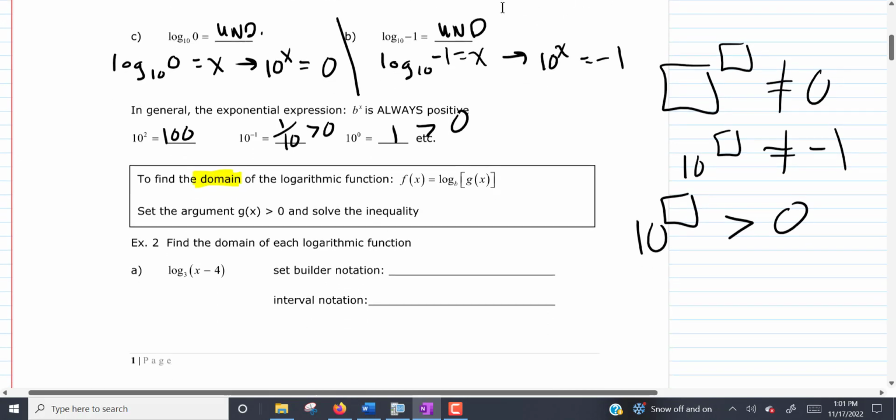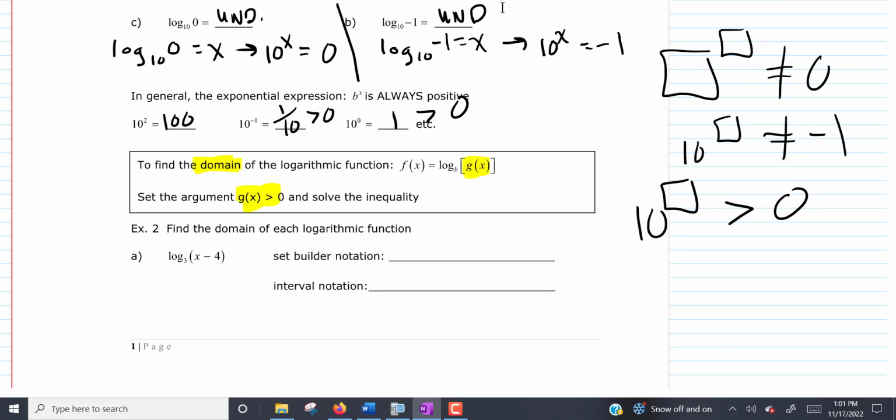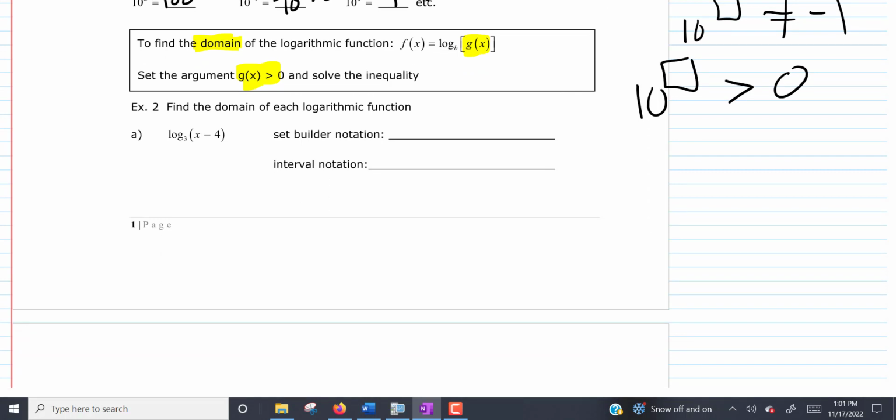When we look at the domain of a log function, the argument must be positive. That's how you figure out the domain of a logarithmic function, and that's going to tell you what x can be. When I'm talking about the argument of log base 3 of x minus 4, I'm talking about what you're taking the log of. So to figure out the domain, you take that argument and set it greater than 0, because it has to be greater than 0.